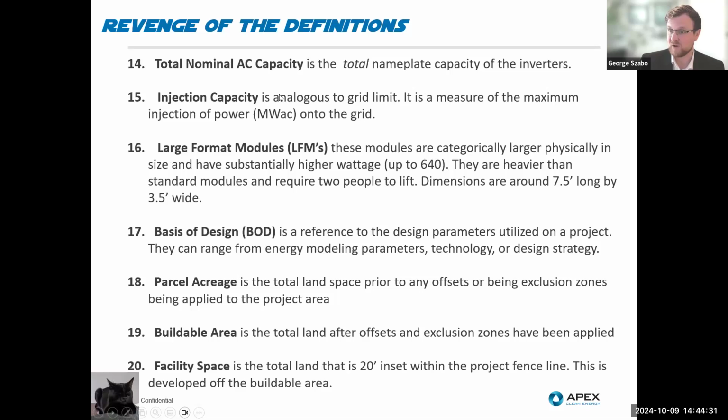So we've got total nominal AC capacity, total nameplate capacity in the inverters. I'm going to speed up a little bit because I don't want us to run out of time and to get to the good stuff. Injection capacity is analogous to grid limit.